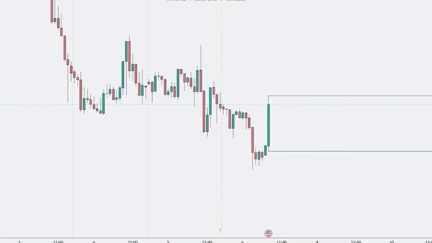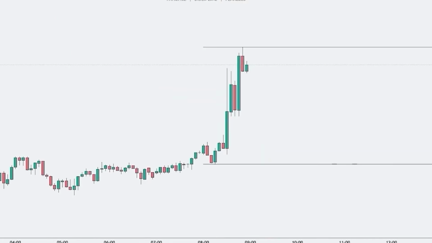This is our CRT, consolidation range trading, within which we must find a false breakout and then trade for the removal of the opposite side's liquidity. Now, as soon as the price is closed, we can move to a lower time frame to look for an entry point to sell within this candle.